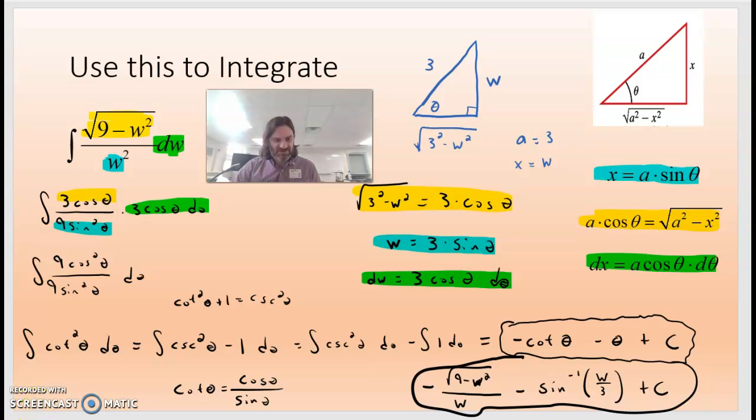All right, we're going to use some of the other trig functions for substitutions, and we'll walk through that.